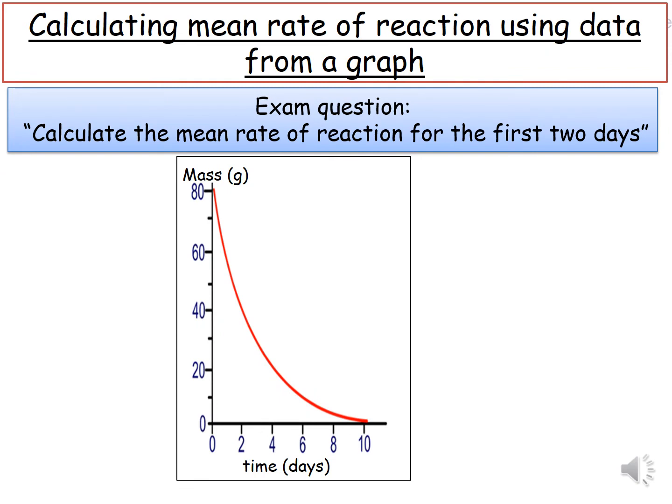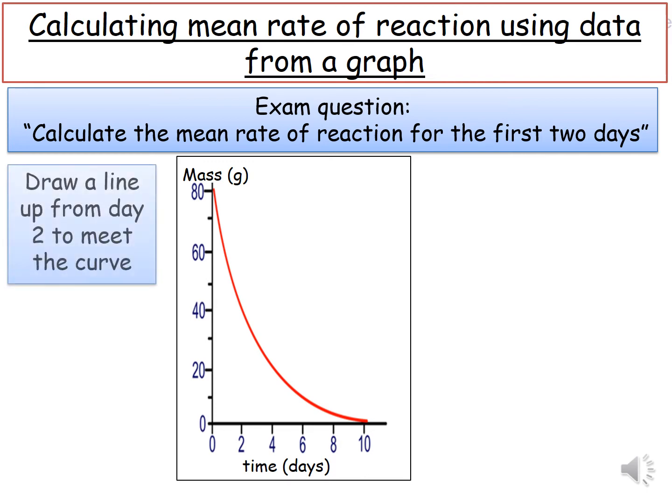We can also calculate the mean rate of reaction using data from a graph. Let's look at this exam question. It says calculate the mean rate of reaction for the first 2 days. Now looking at the shape of this graph, we can see that it is based on reactants, because as a reaction is going on, the mass of reactants would be decreasing. Now, to calculate the mean rate of reaction using the data from this graph, the first thing that we would need to do is draw a line coming up from day 2 to meet the curve.